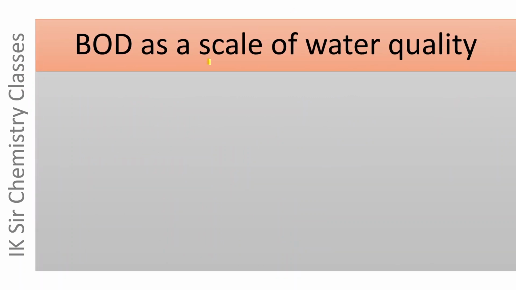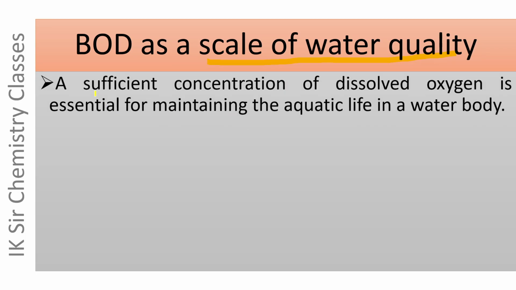BOD as a scale of water quality. A sufficient concentration of dissolved oxygen is essential for maintaining the aquatic life in a water body. The dissolved oxygen should be proper for maintaining the aquatic ecosystem in a water body.